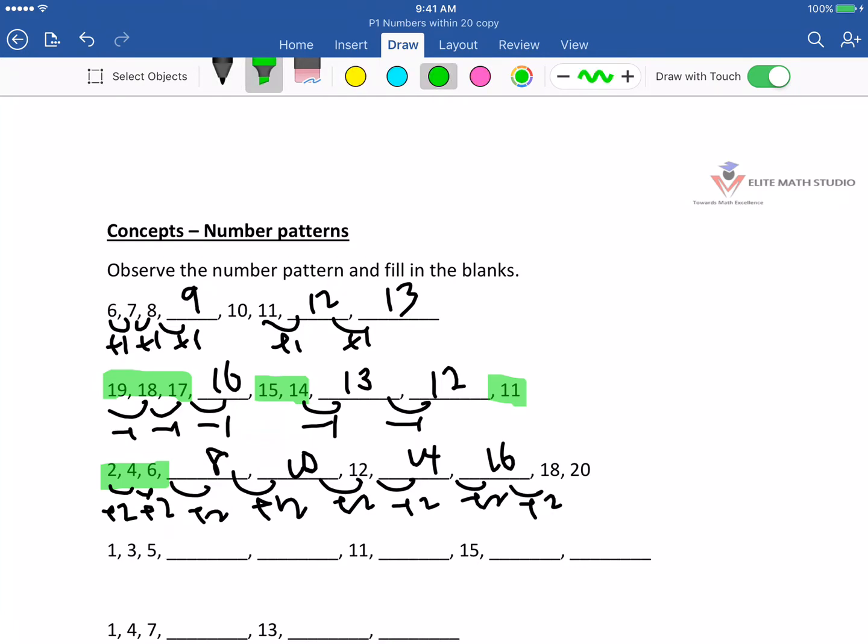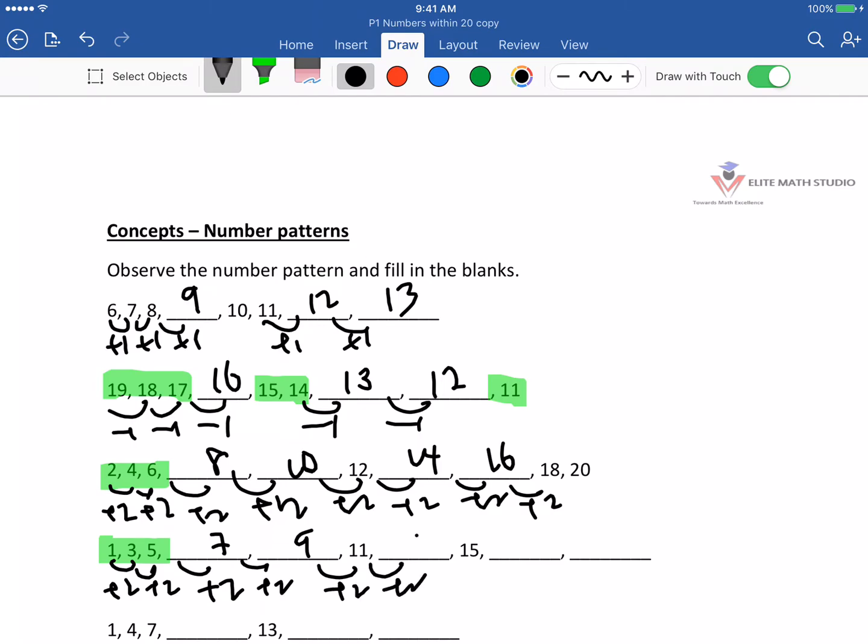Okay, next one. You look at the first three numbers for this case. 1, 3, and 5. So the relationship for this, you can take it as plus 2, plus 2. Plus 2 will be 7. Plus another 2, 9. Plus 2, which is 11. Plus 2, which is 13. Plus 2, which is 15. Plus 2, which is 17. And then plus 2, which is 19.